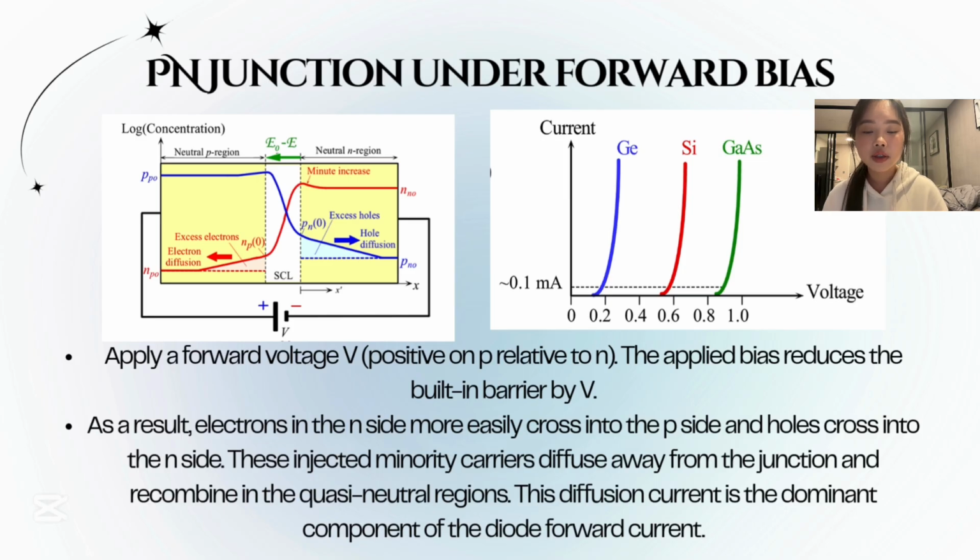As a result, electrons on the N side more easily cross into the P side and holes cross into the N side. These injected minority carriers diffuse away from the junction and recombine in the quasi-neutral regions. This diffusion current is the dominant component of the diode forward current. This means that for small forward voltage, the current can increase exponentially.